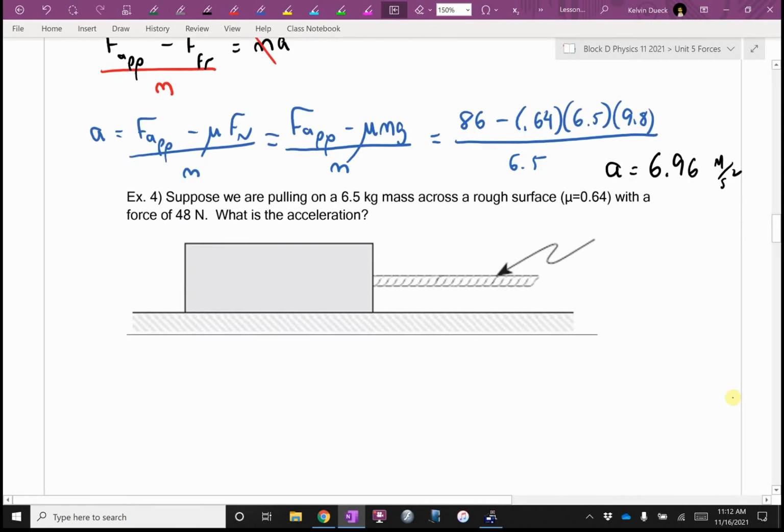Example 4. Suppose we're pulling on a 6.5 kilogram mass. You know what? It's the same question, but I think all I've changed is the applied force.